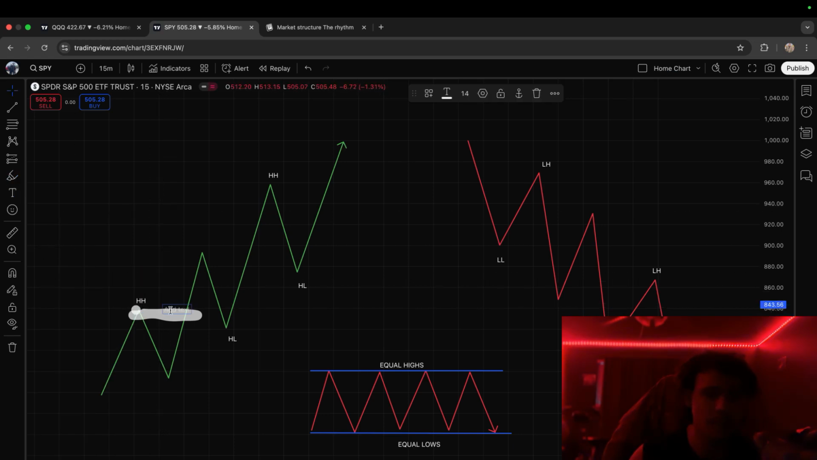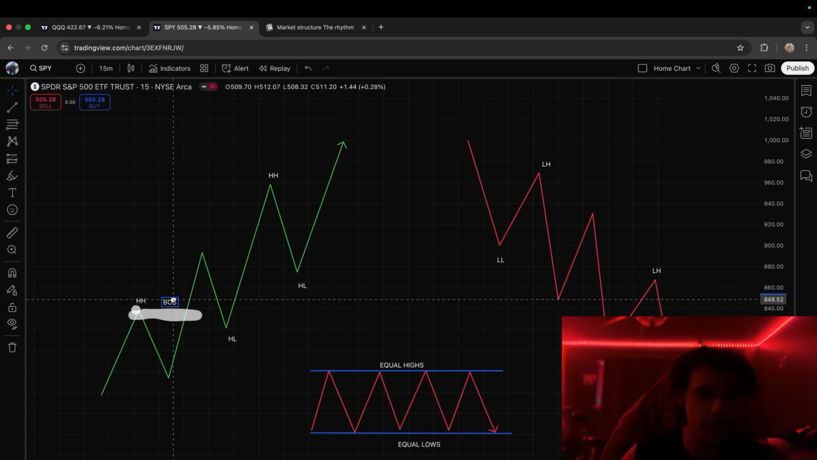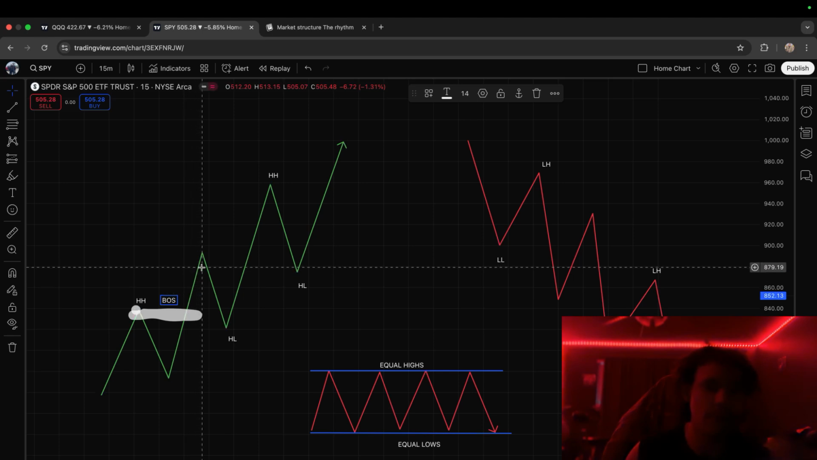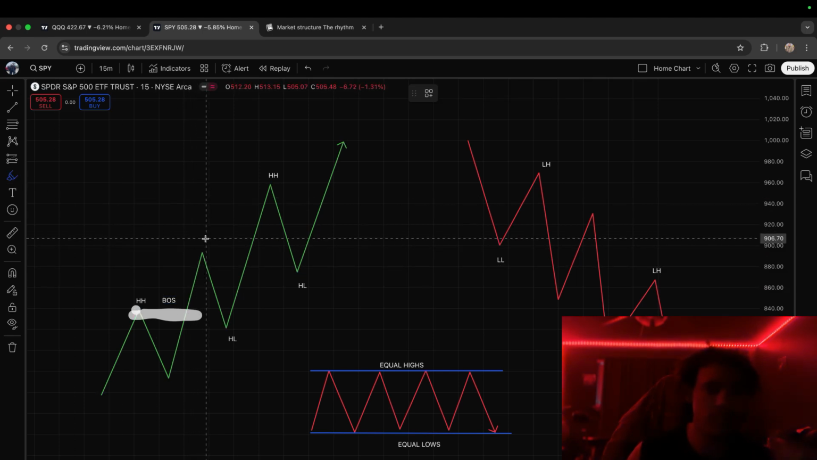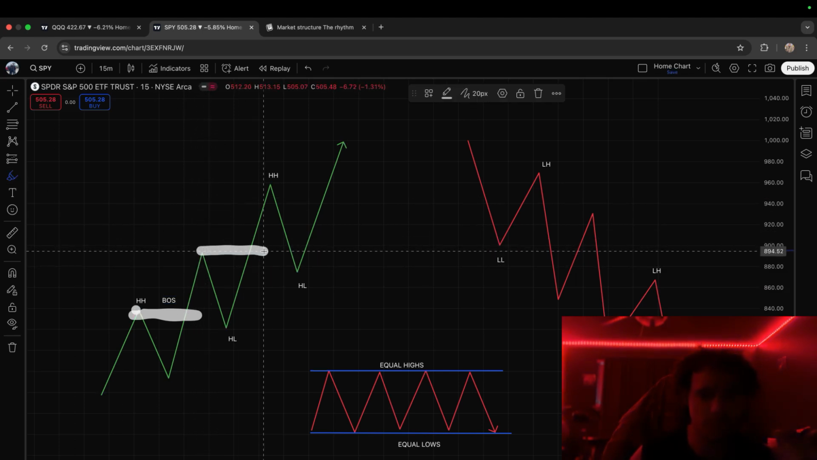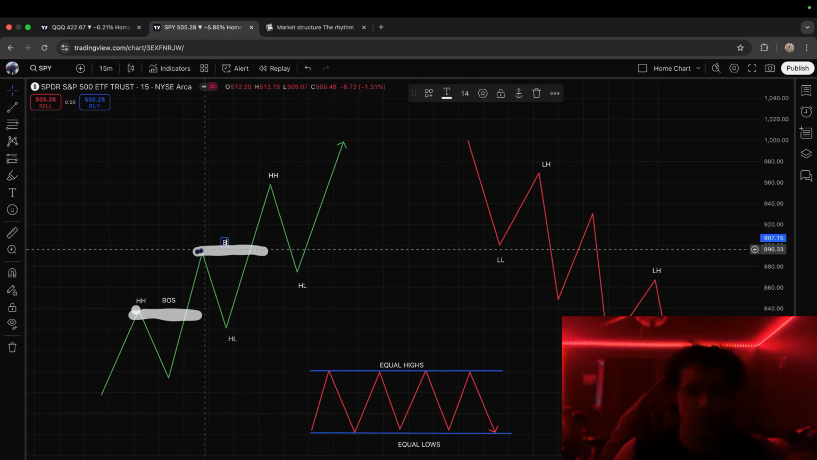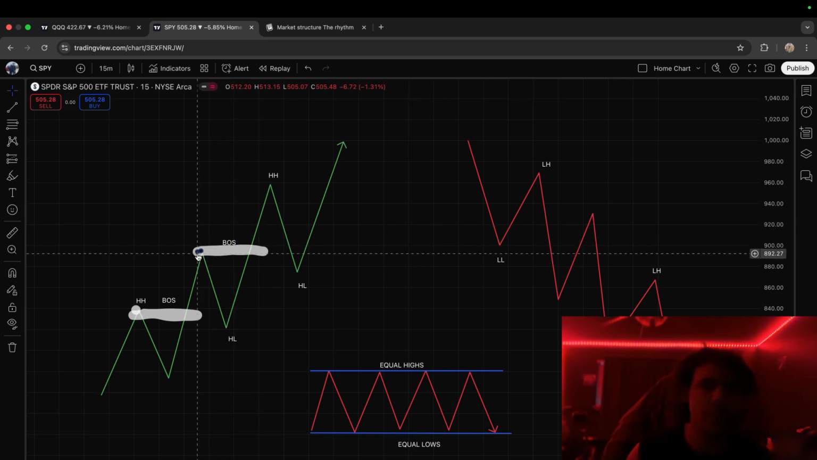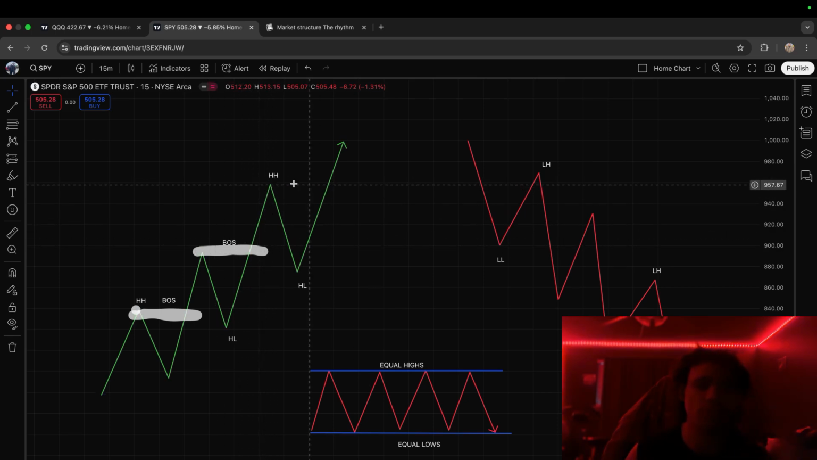What would that be considered? A break of structure, right? Because we broke our last high following the trend, right? So where's another break of structure? Right here is another break of structure. Why is that a break of structure? Because we broke our last high following the trend, okay? And so on, so forth, okay?